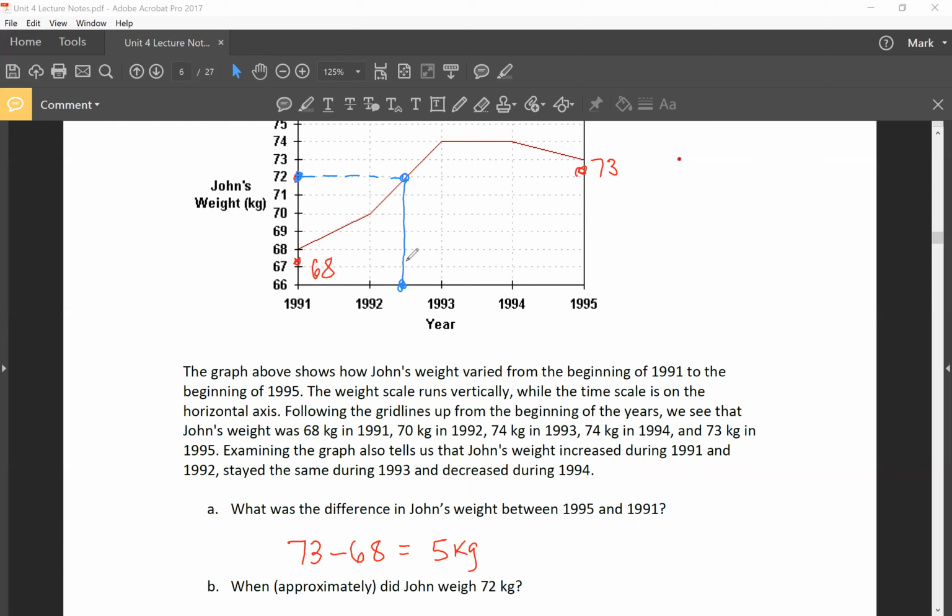So there are a few ways you could answer this. You could say halfway through 1992. You could say in between 1992 and 1993. It does say approximately. So what I'm going to say is halfway through 1992. And actually you could even be more specific. If the year starts in January, then he was 72 probably around June or July, halfway. So you could even say that.